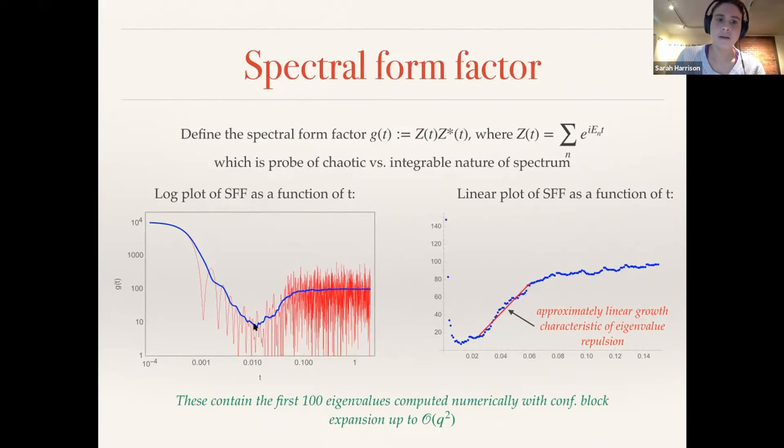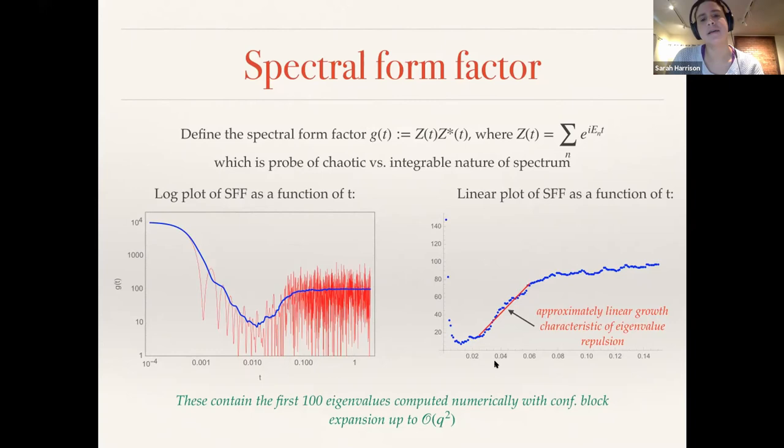For those familiar with the terminology, this seems to show a characteristic dip, ramp, and plateau, which was maybe first given these names a few years ago in a work by a large number of authors on black holes and random matrices, who studied the spectral form factor in random matrix theories and showed that it has this typical pattern in the case of chaotic eigenvalues.